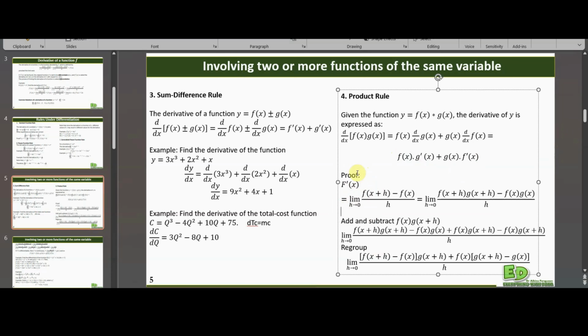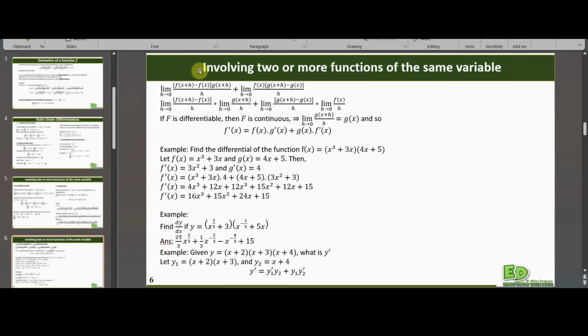Because this is just a proof of how we got this formula. This is just going to show you the step-by-step approach of arriving at this final formula over here. So what you need is the formula, okay? Right. So you arrive at the same formula. If you go through that process, you will arrive at this same formula. So this is the formula that we need to be able to differentiate any functions multiplying each other.